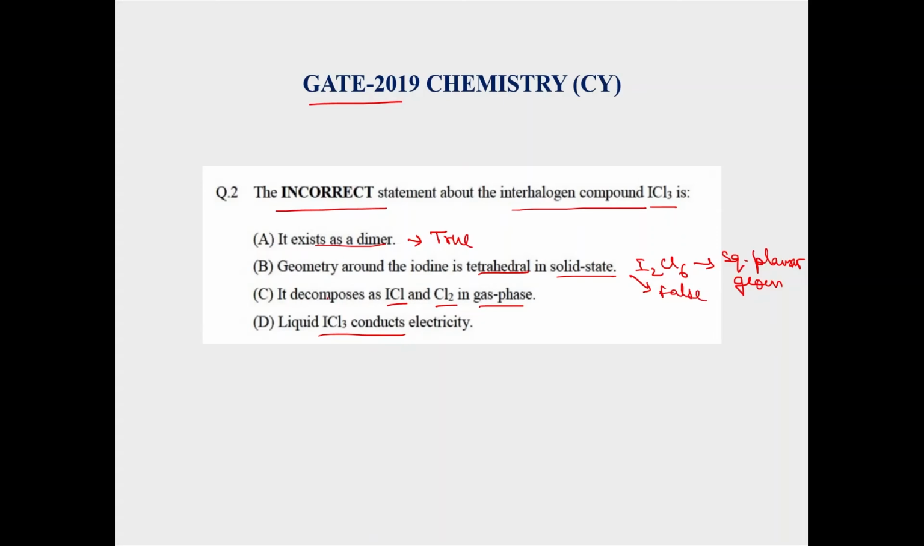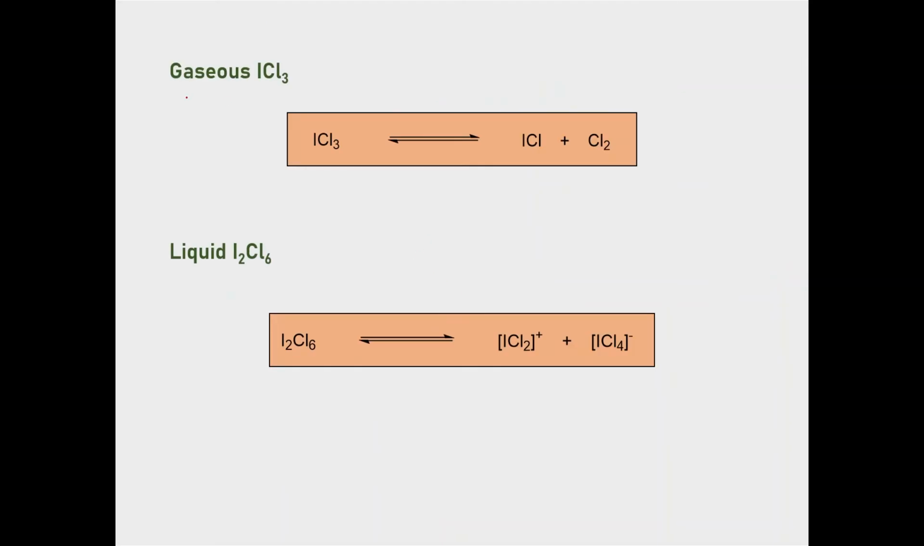Now the next statement is, it decomposes as ICl and Cl2 in gas phase. So this gaseous ICl3 is not stable and it decomposes into iodine monochloride and chlorine gas. Chlorine gas is very stable and iodine monochloride is also stable, much more stable in comparison to ICl3 gas. So this statement is also true, that ICl3 in its gaseous form decomposes into ICl and Cl2.